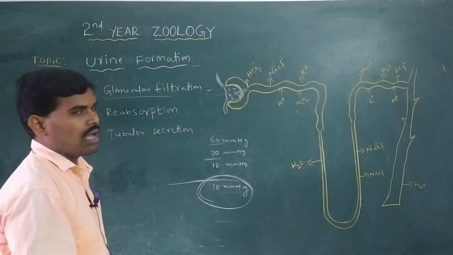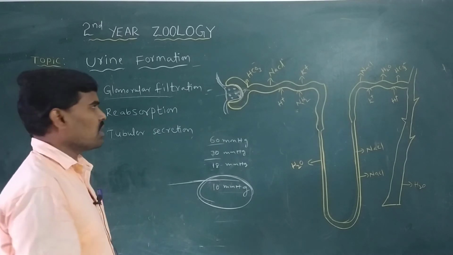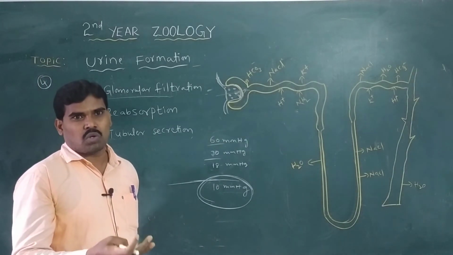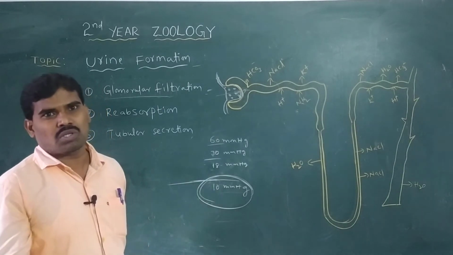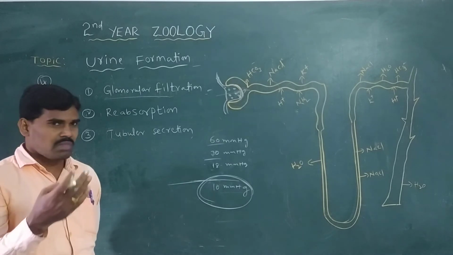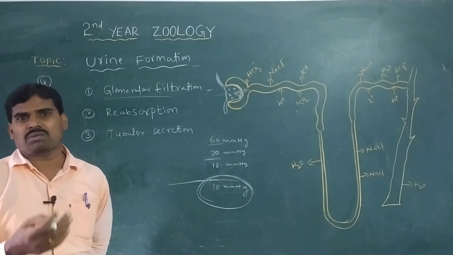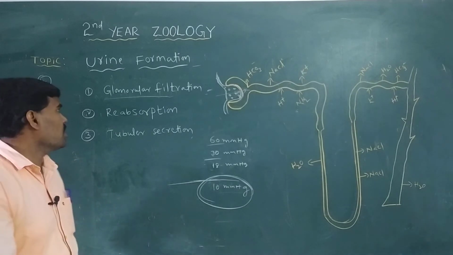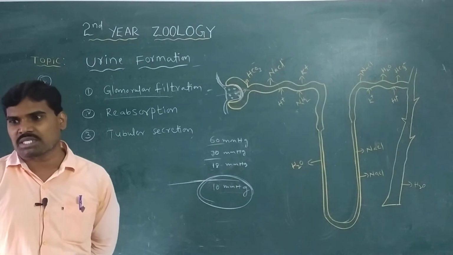This is called ultrafiltration. Only micromolecules, such as important glucose, amino acids, lipids and water, are filtered from the glomerulus into Bowman's capsule.